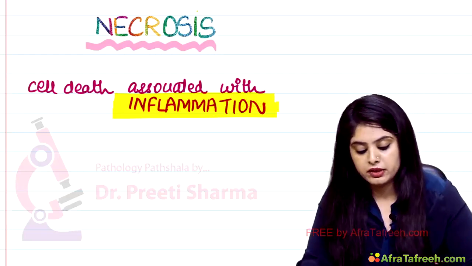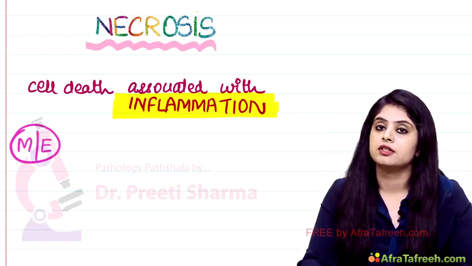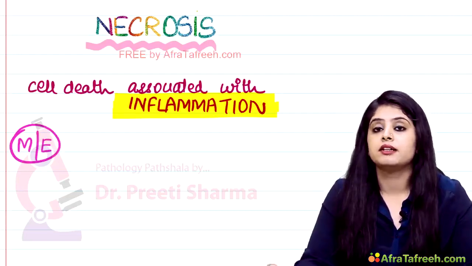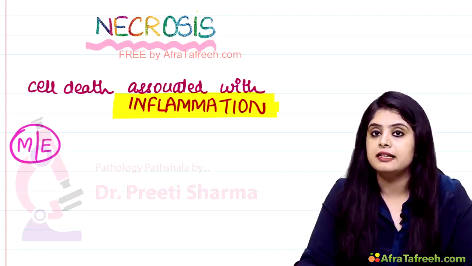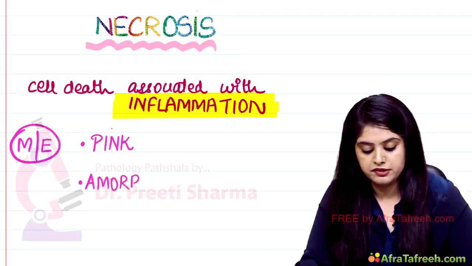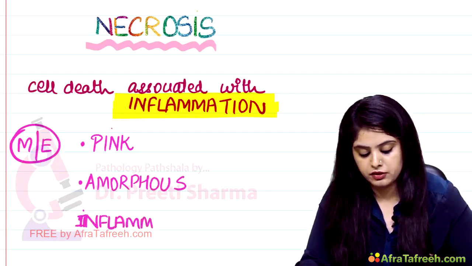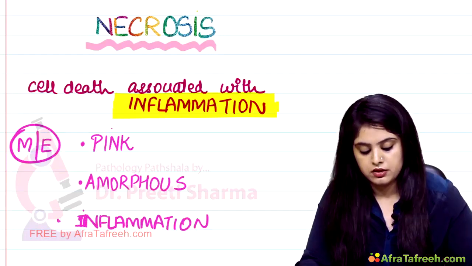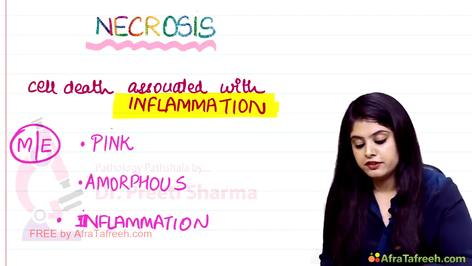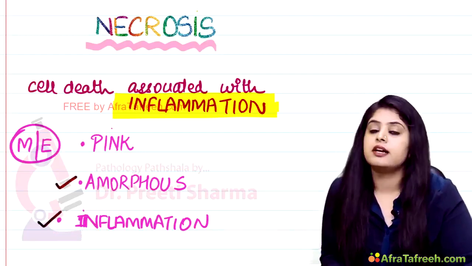Now, whenever you're dealing with anything in pathology, what you can never escape is the microscopic examination. You have to understand how it appears under the microscope on a slide. Remember, necrosis appears pink, it appears amorphous, and will show presence of inflammation. Now let's understand a few things over here. First of all, you already know it shows inflammation, that is in the definition. You also understand that it is amorphous.